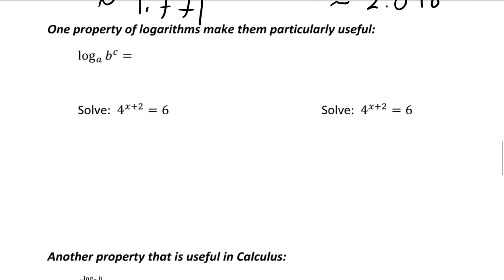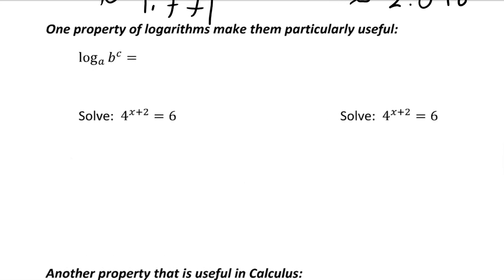Okay, there's some other properties of logarithms that are often going to be useful, and here's a couple examples. This property, so generic numbers a, b, and c, if you have an exponent on something that you're taking the log of, that exponent can come down out front.